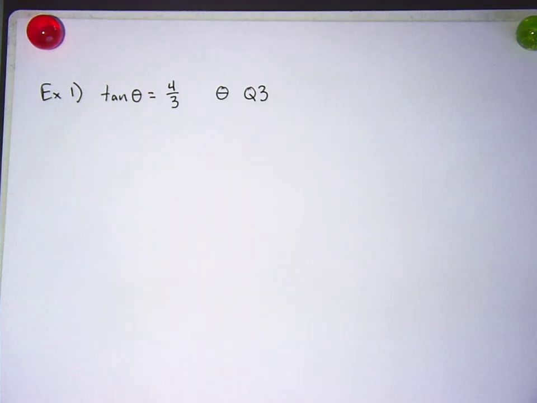And now that you've got cosine or secant and tangent or cotangent, use one of the other formulas to find one of the other two. So you could use cosine squared plus sine squared equals 1. I'll write that down.